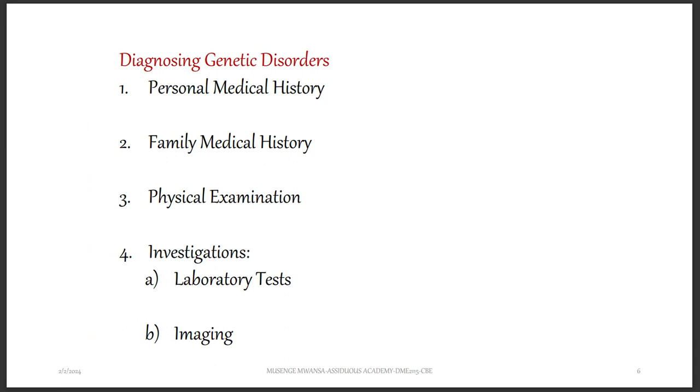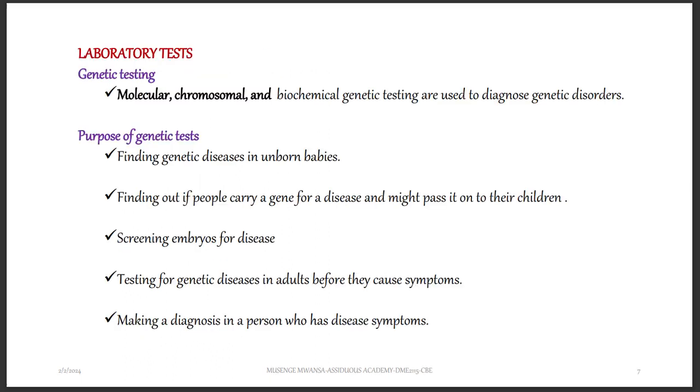A personal medical history is one of the things you can use for diagnosis, as well as family medical history. Physical examination, where you look at some traits, can also tell. And also investigations, which can include laboratory tests and imaging, can be used to diagnose a genetic disorder. Laboratory tests like genetic testing include molecular, chromosomal, and biochemical genetic testing used to diagnose genetic disorders. What is the purpose of genetic testing?